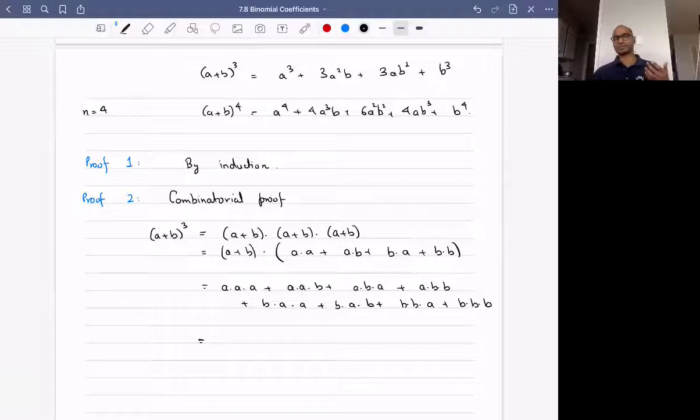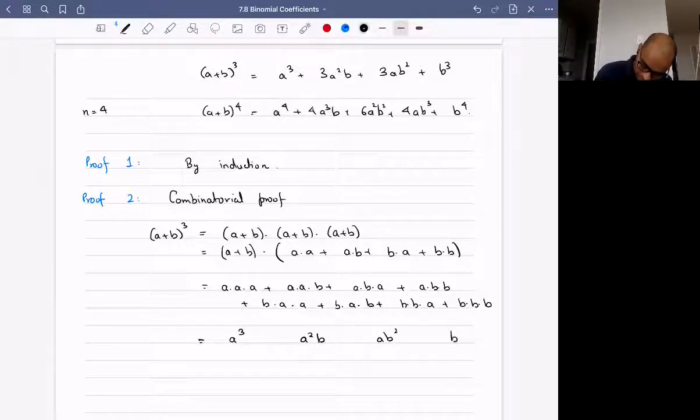Now the first observation we can make is that every term in there has three components. So either there are three a's, or two a's and a b, or one a and two b's, or three b's. So the possible expressions I'm going to get, when you multiply things out and write them as powers, are a cubed, a squared b, a b squared, and b cubed. What we need to figure out is what are the coefficients in front of these terms. And here's where combinatorics comes in.